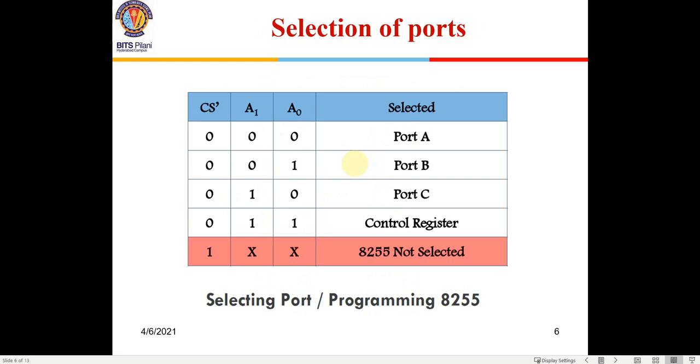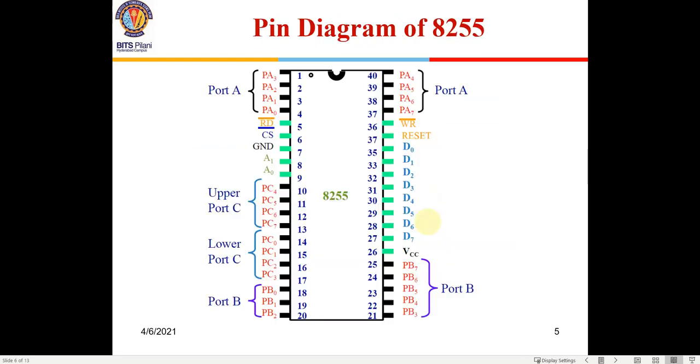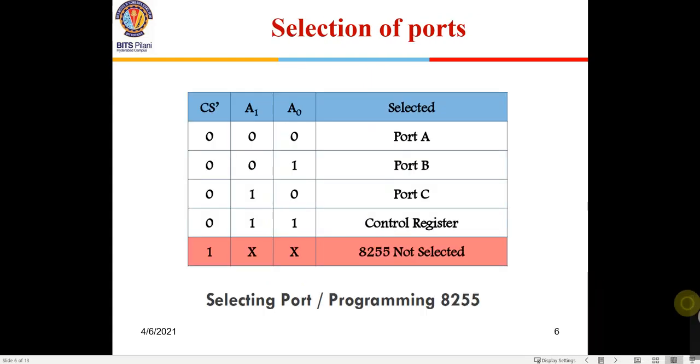Could you go back to the previous slide, sir? Yes, tell me. What exactly is port A, port B, then upper port C, and lower port C? These are the pins onto which an input output device will be connected, which will have 8 pins.